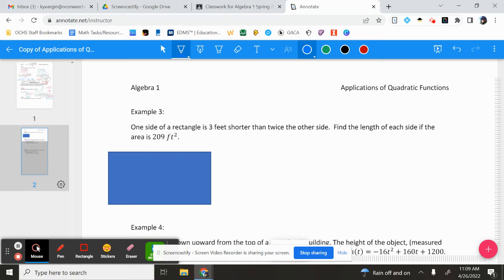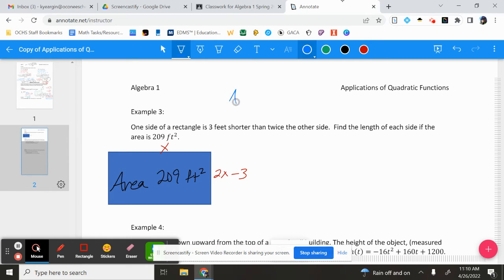For this next one, we see one side of a rectangle is 3 feet shorter than twice the other side. Find the length of each side if the area is 209 feet. So we know that the area of this rectangle is 209 feet squared. By reading the problem, we don't know what one side is, so we can identify it as x. And the other side is 3 feet shorter than twice the other side. Because we see "than," we know the order is flip-flopped, so twice the other side, 2x minus 3.